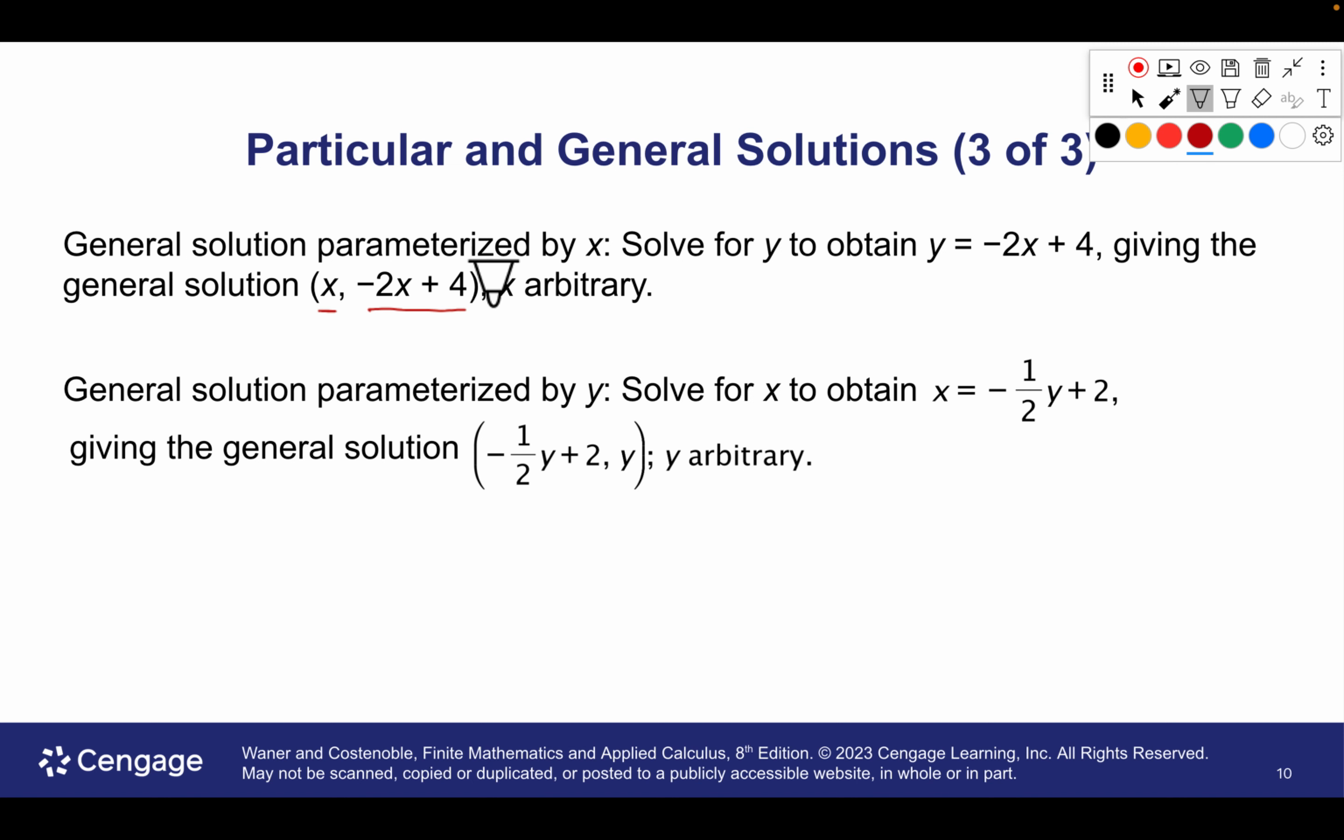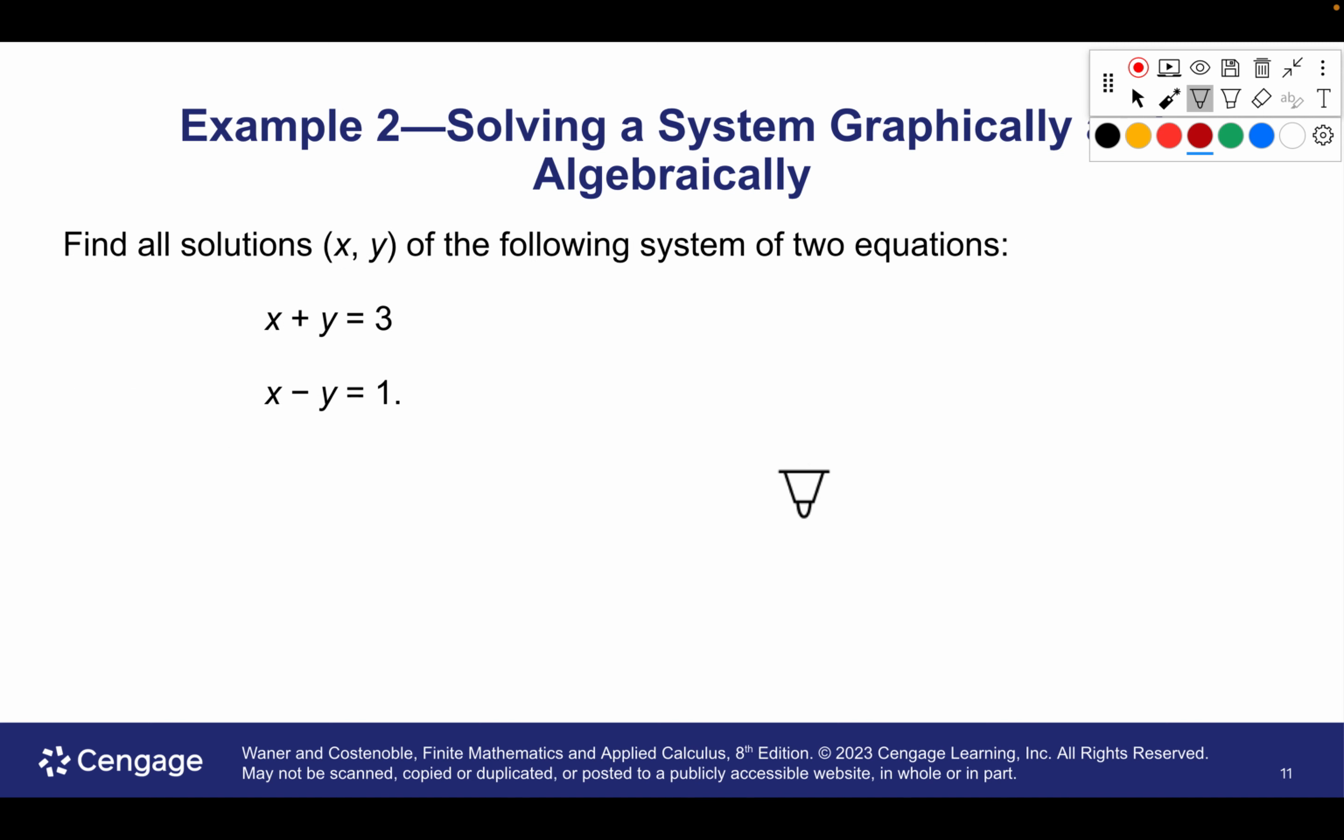We could have just as easily solved for x, and we get a different formula, but it's the inverse. Hopefully you can see that instead of multiplying by negative 2, we're dividing by negative 2. So this will work as well. If you were to graph these, they are the same line, same solutions. It's just a different look: parameterize in terms of x or parameterize in terms of y.